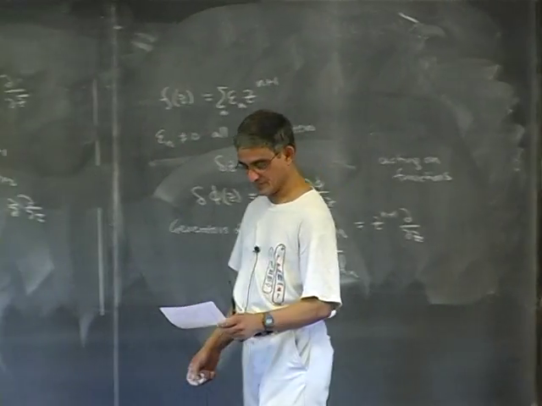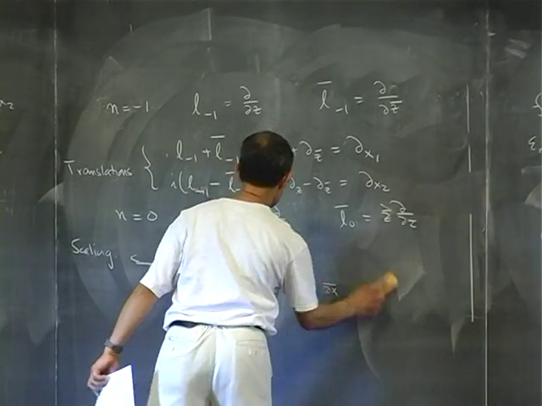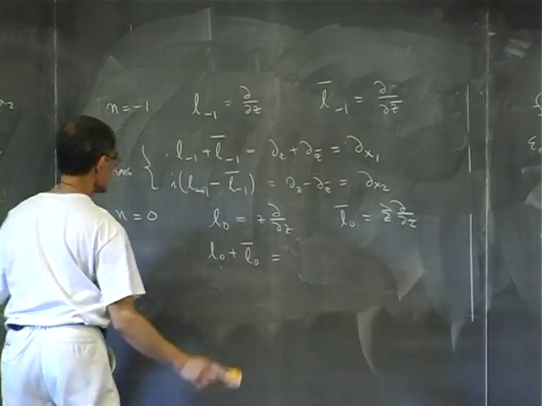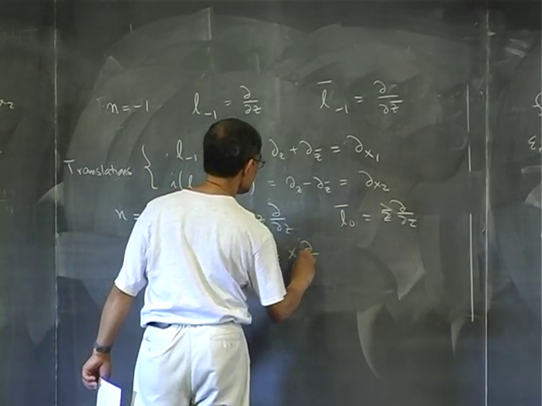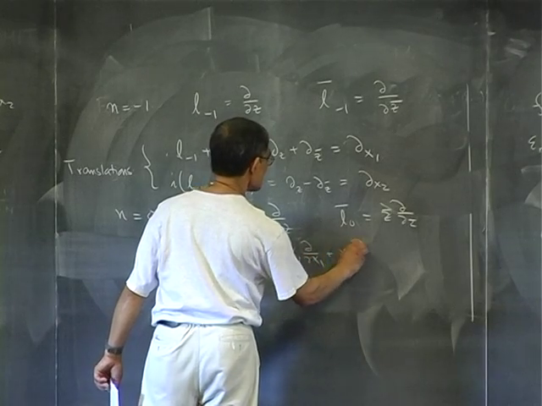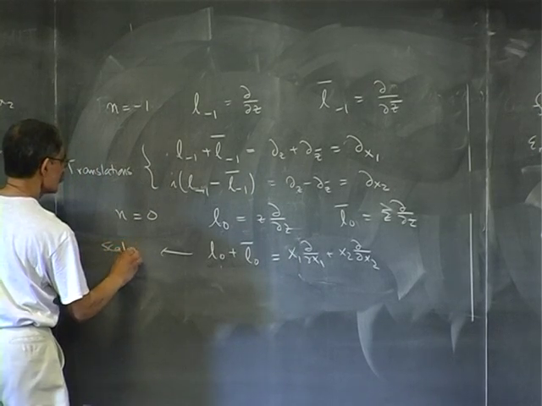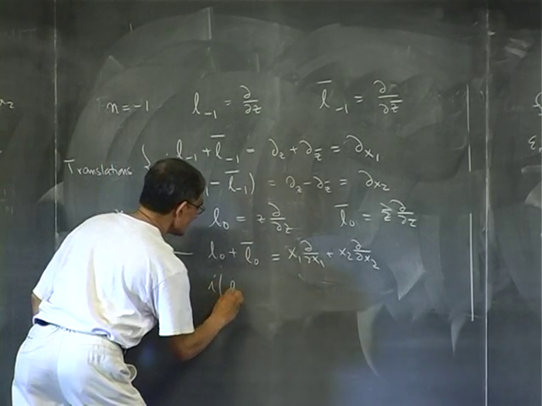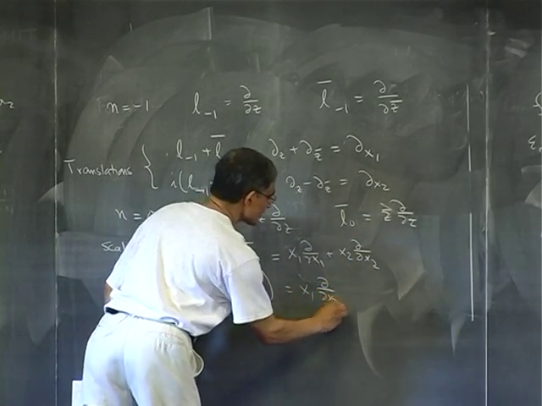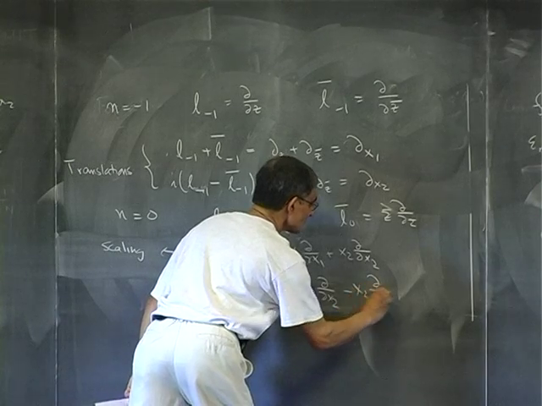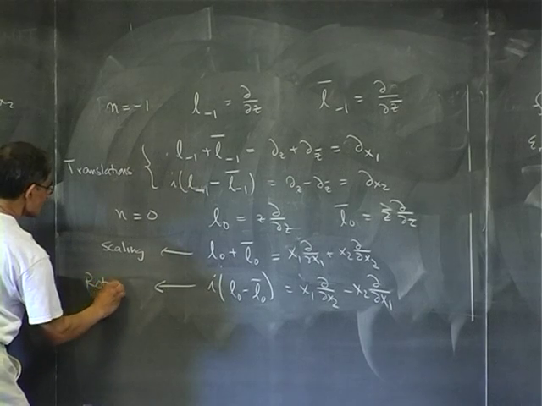Sorry, this is not that. I am sorry, this is wrong. This one is scaling, L0 plus L0 bar. This plus that is actually x1 del del x1 plus x2 del del x2. That's scaling. And i times L0 minus L0 bar happens to be x1 del del x2 minus x2 del del x1. This is the angular momentum generator. So, this gives rotations.